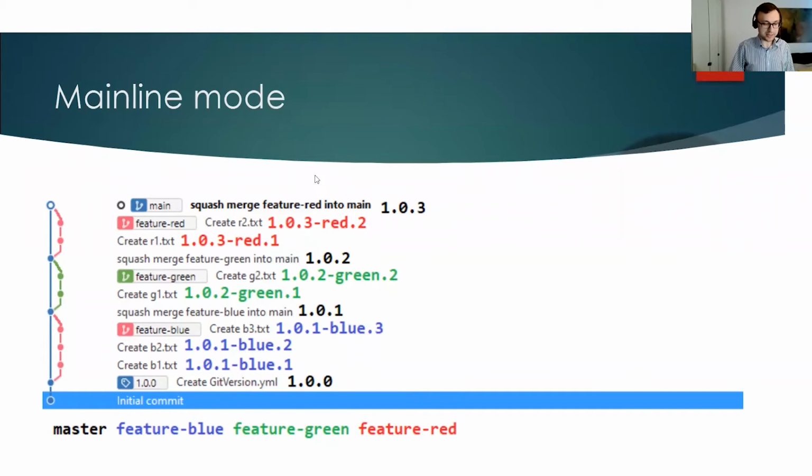And to be honest, this is my favorite configuration of GitVersion because it is so simple. Basically, each commit to the master branch increases the patch number.